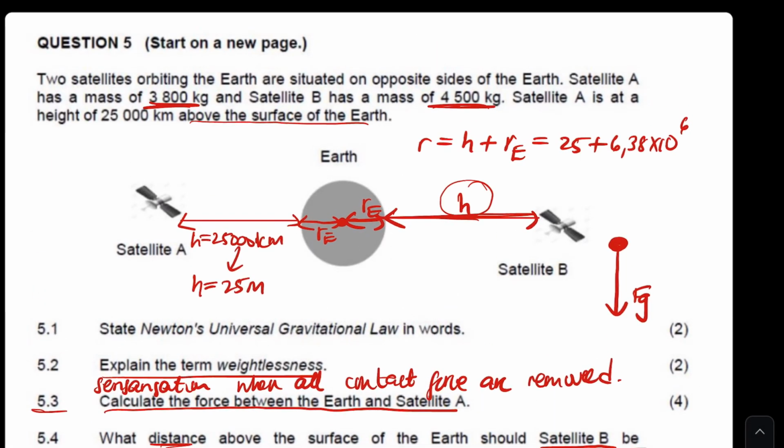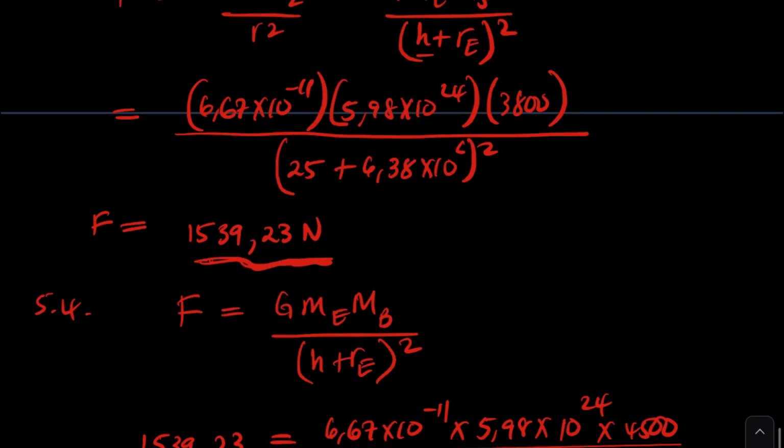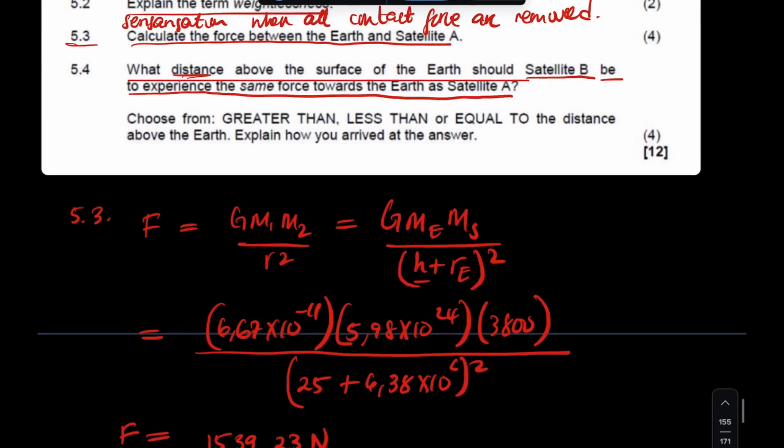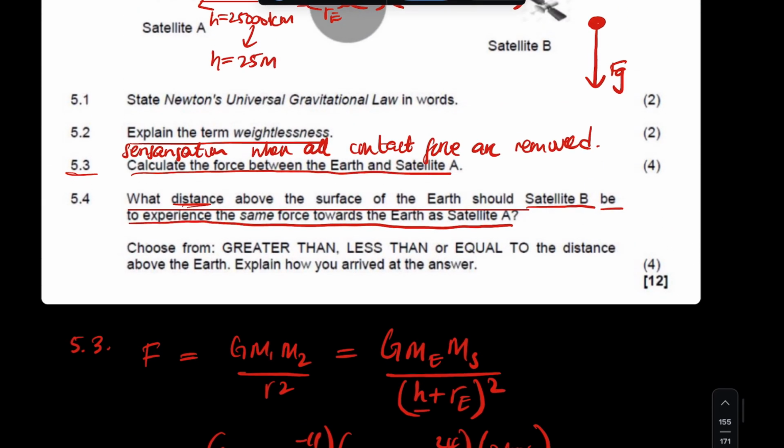That's the height where the satellite needs to be in order to get the same force. So this is the height, from here to here, that satellite B needs to be at in order to get the same force, which is this force, as A. Okay guys, the answer here was to choose whether it is greater than, lesser than, or equal to the distance above the earth, or explain how you arrive there.